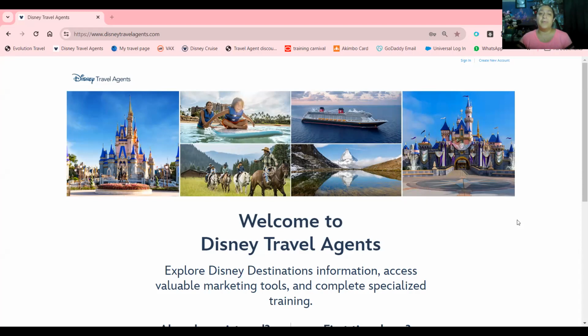And like I said, we will be going over how to do a little bit of everything in the Disney site, as well as looking into the mock booking, the bookings, the itinerary, all of that good stuff as well.